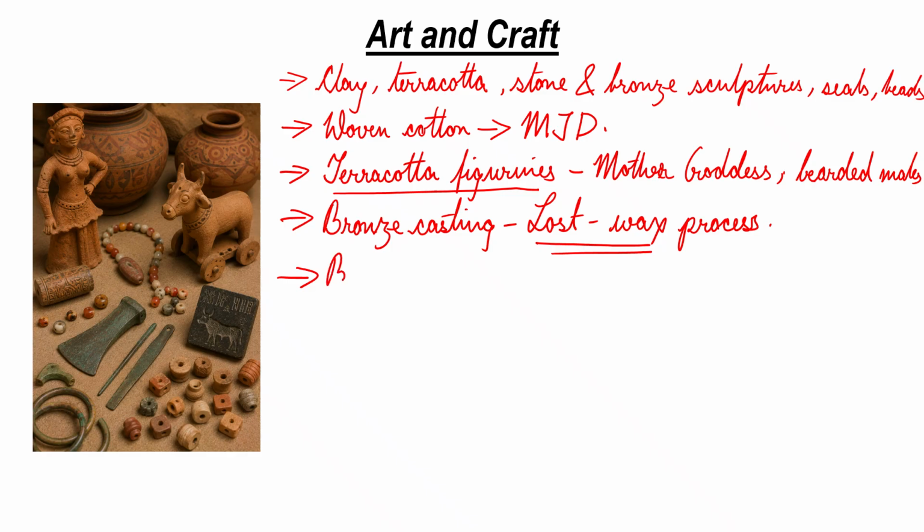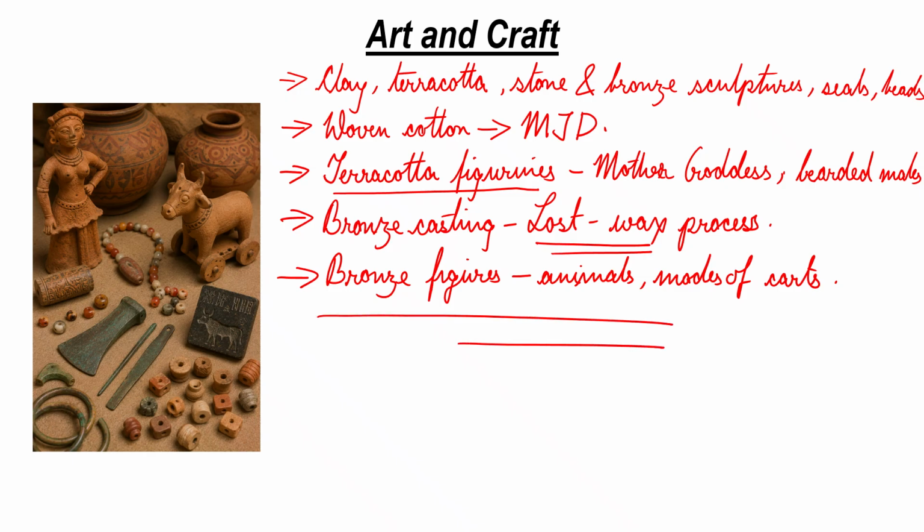And also we get bronze figures. What bronze figures do we get? We get bronze figures of animals, different animals like buffalo, cows, tiger. We don't get lion though. So animals and models of carts. Okay, so these are the bronze figures that we get. And Harappan pottery was glossy, decorated with black geometric design that we will discuss later. So this is all about art and craft.